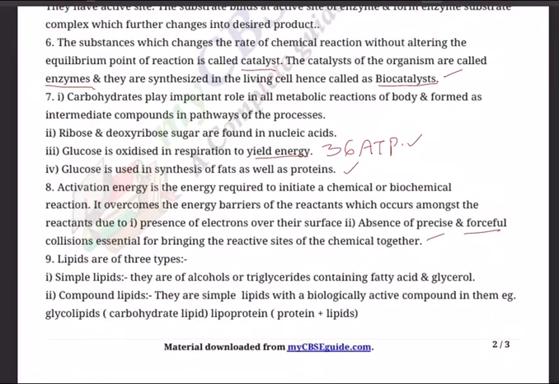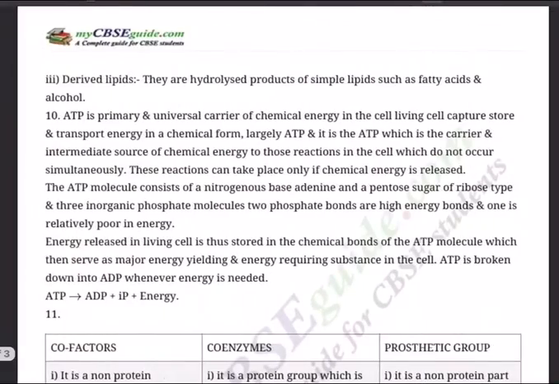Next, most important one, lipids. Lipids are nothing but fats. So there are three types. Simple lipids, these are alcohols or triglycerides containing fatty acid and glycerol. Compound lipids, they are simple lipids with a biologically active compound in them. Example, glycolipids, that is carbohydrate plus lipid, and lipoprotein, proteins plus lipids. And third, derived lipids. They are hydrolyzed products of simple lipids such as fatty acids and alcohol.